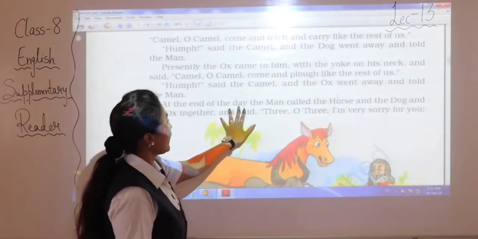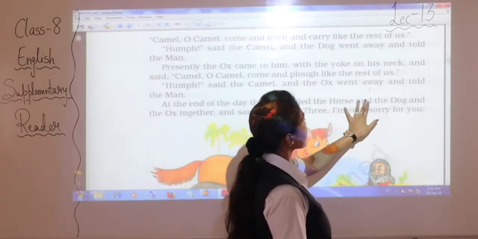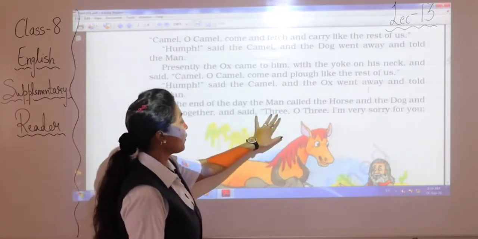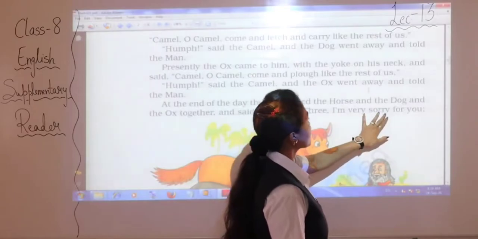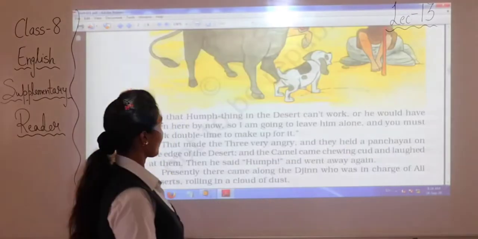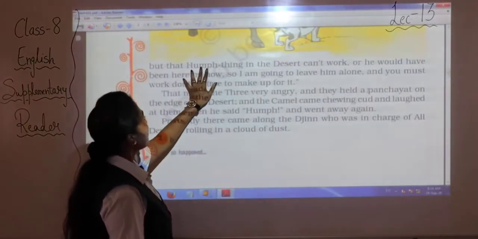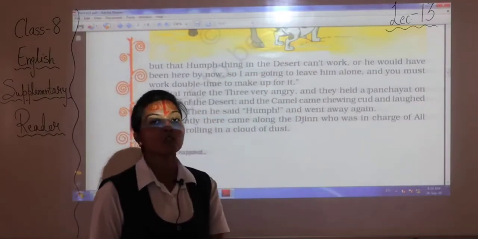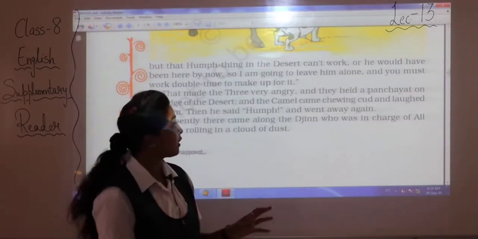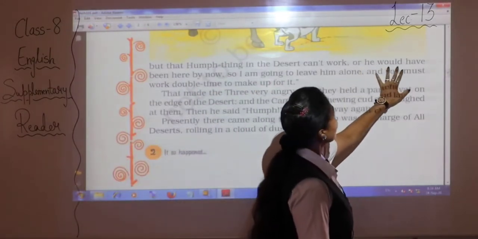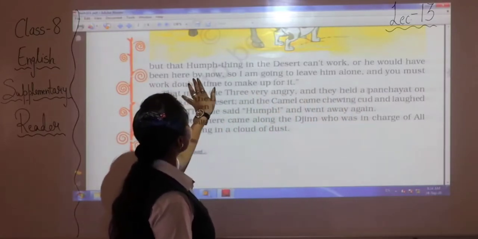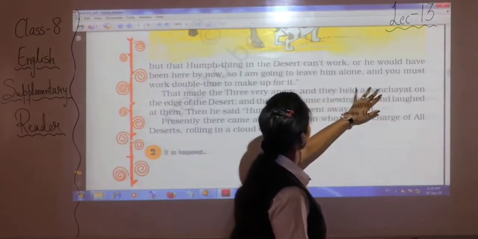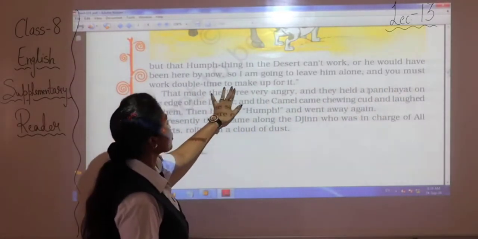At the end of the day, the man called the horse and the dog and the ox together and said, "O tree, I am sorry for you, but that thing in the desert can't work." Means that work is not going to be done by him in the desert. "Or he would have been here by now. So I am going to leave him alone, and you must work double time to make up for it."